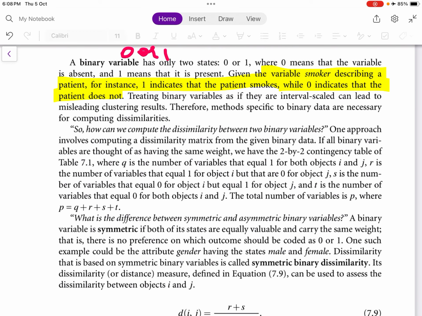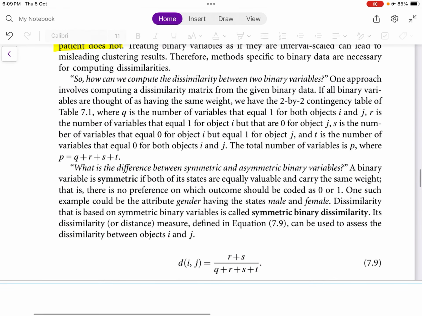Treating binary variables as if they are interval scaled can lead to misleading clustering results. Therefore, methods specific to binary data are necessary for computing the dissimilarities. So how can we compute the dissimilarity between two binary variables? One approach involves computing a dissimilarity matrix from the given binary data.